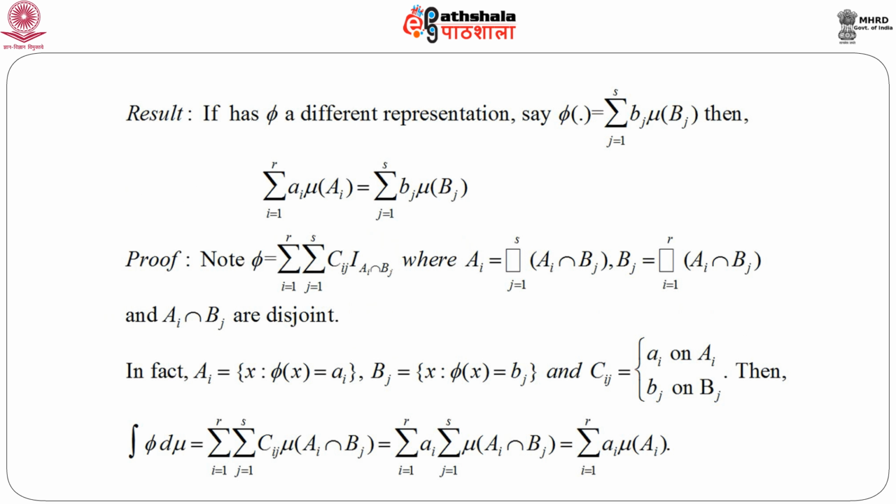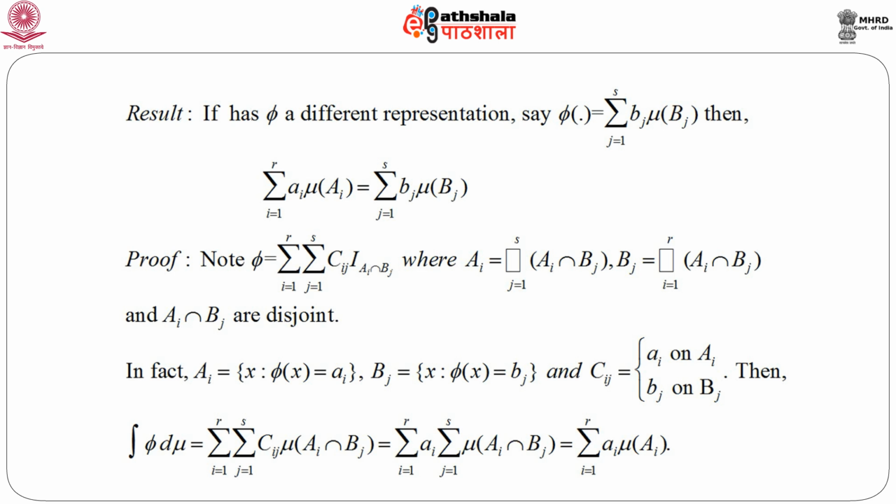Now, consider one small property: if phi has a different representation, that is, if phi can be written as summation j equals 1 to s b_j mu of B_j, then it can be shown that these two representations give the same value, that is, summation over i equals 1 to r a_i mu(A_i) equals summation over j equals 1 to s b_j mu(B_j). The proof is very simple.